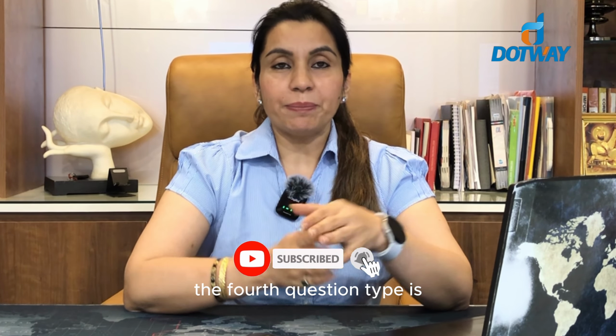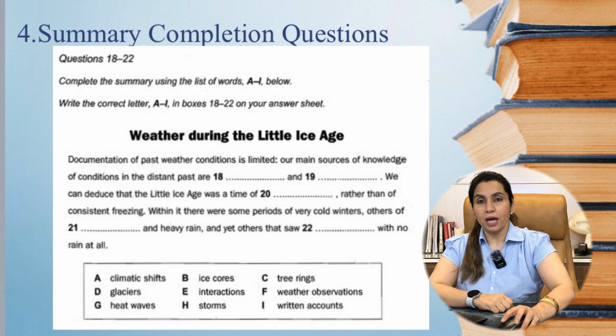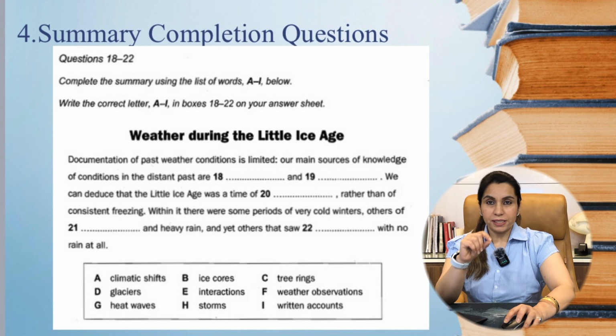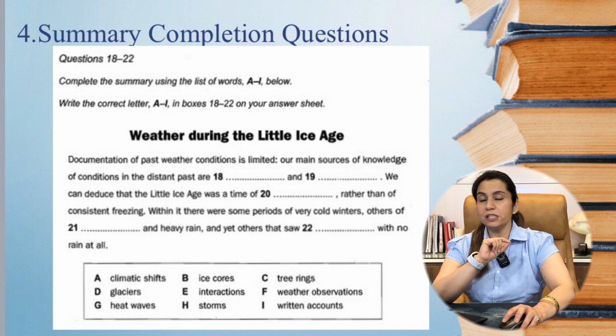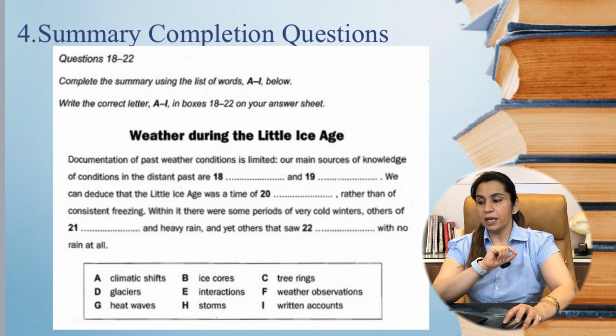The fourth question type is the summary completion question. If we read this question, it will say write the correct letter A to I in boxes 18 to 22 on your answer sheet. As we can see, we are given a heading, weather during the little ice age, and in this there are some blanks from 18 to 22 that we need to fill in from the options given in the box, and the options are named A to I. So we need to find the correct word that will fit into these paragraphs, and we don't have to write the word, we need to write the letter from A to I.